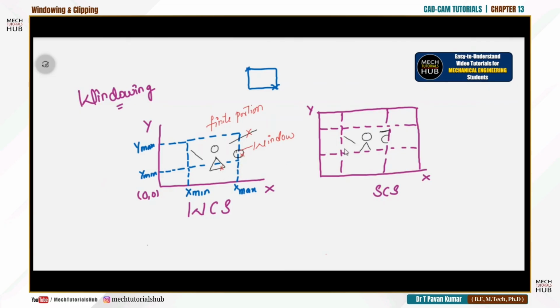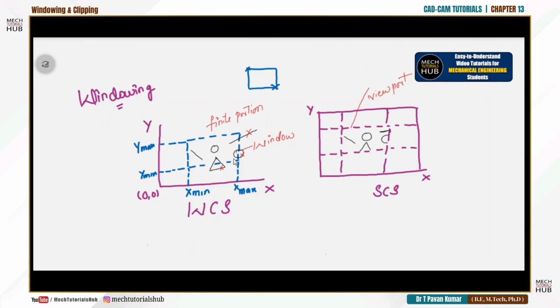This means the entities you want to show on the screen coordinates can be selected with the help of a window, which we call a finite portion out of an infinite world, and that is going to be visible to us. So whatever we are calling a window, this rectangular hidden line, we call a finite portion or a window. The same window, when it comes to screen coordinates, is called a viewport. Whatever comes inside the window is visible, whatever goes out of the window is completely invisible to us on the screen. That is the importance of this windowing.